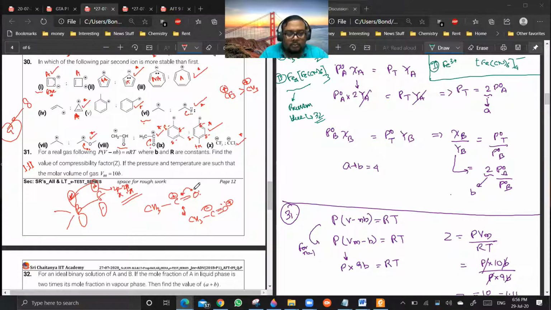Wherever back bonding is there, it is highly stable. Back bonding stability is more stable than normal delocalization. So you see CH3-C+=O, which is getting back bonding stability, is more stable than benzyl carbocation, which is having only aromatic resonance stability. Are you getting my point?